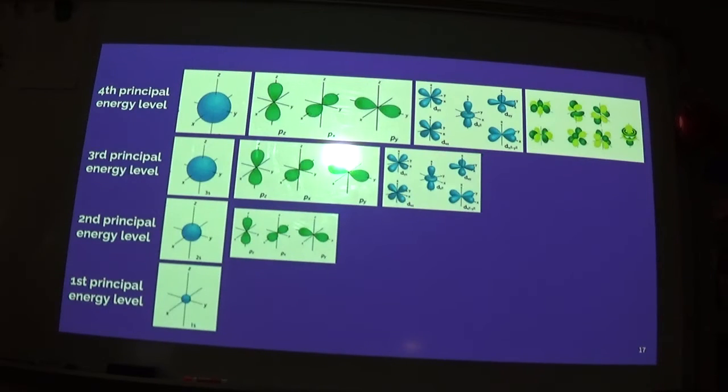Okay, I could keep going, but I think we get the pattern: on the 5th energy level, I would have 5s, 5p, 5d, and 5f. Technically, there are g orbitals, but those don't show up on the periodic table. You have to go off the periodic table to get to those, so we're not going to worry about it. But we need to know what S, P, D, and F orbitals look like.